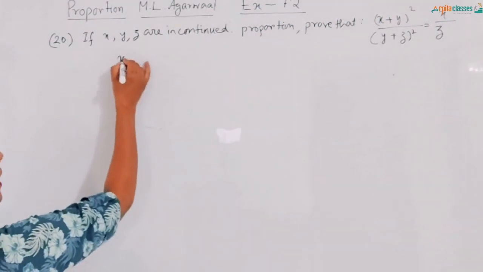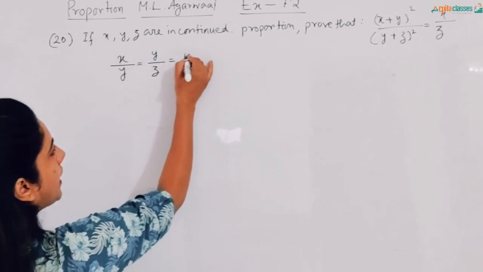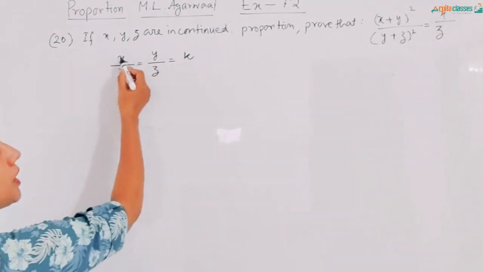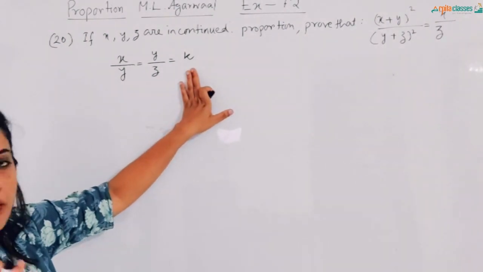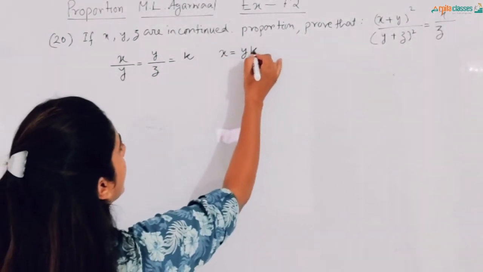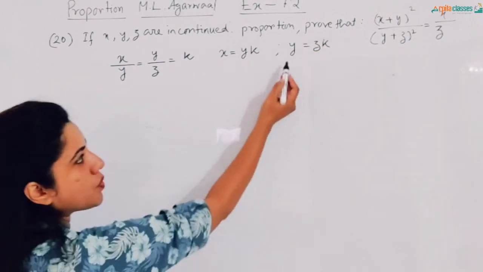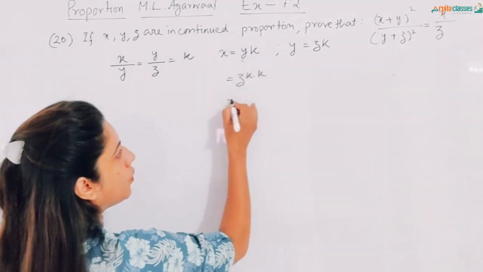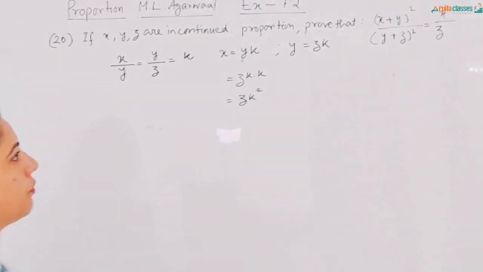What does it mean? It means x upon y is equal to y upon z is equal to, we'll take another alphabet, that is k. This means they are in continued proportion. x upon y is equal to y upon z, and this ratio will be equal to another ratio, that is k. So from here I can write x is equal to yk and y is equal to zk. Now since y is equal to zk, I'll put it here. So it is zk into k. So x is equal to zk square. So this is what I got from this information.